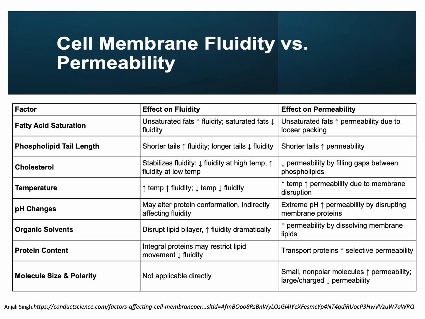Now, beyond fatty acid composition, there are several other factors that may affect plasma membrane fluidity, as outlined in this table. This includes temperature, pH change, organic solvents, and protein content, along with the aspects we've already covered: fatty acid saturation, phospholipid tail length, and cholesterol.